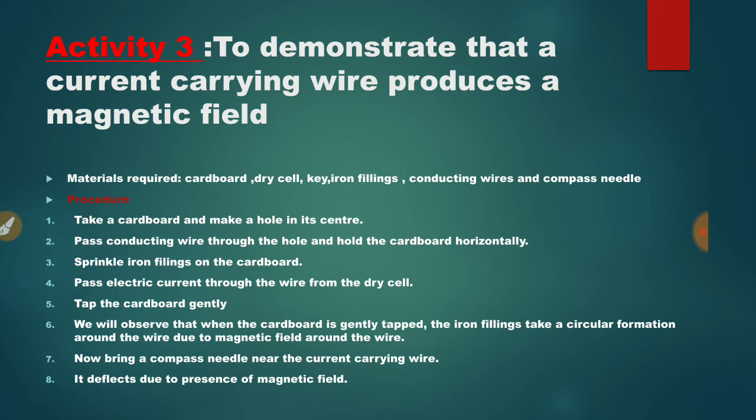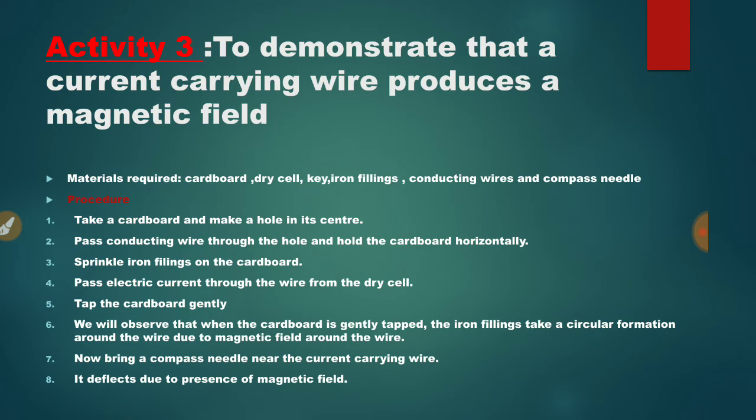Now take a cardboard and make a hole in its center. Pass a conducting wire through the hole and hold the cardboard horizontally. Sprinkle iron filings on the cardboard. Now pass the electric current through the wire from the dry cell. Tap the cardboard gently. We will observe that when the cardboard is gently tapped, the iron filings take a circular formation around the wire due to the magnetic field around the wire.